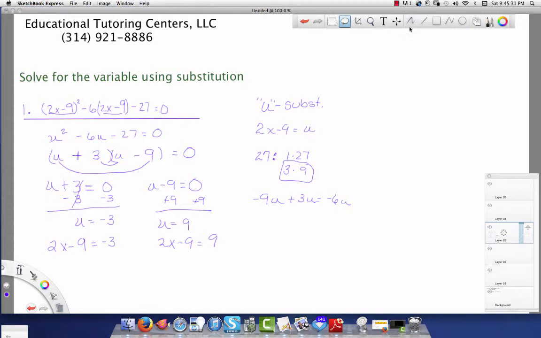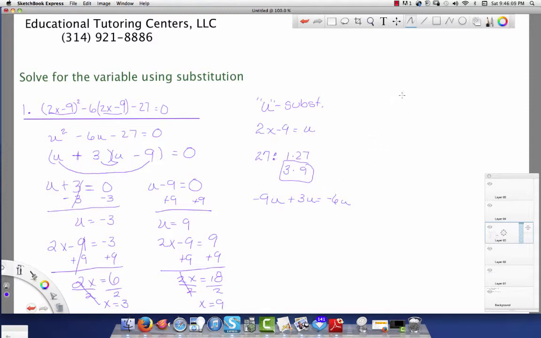Alright, so let's go back to this problem here. We're solving for x, so I'm going to add 9 on both sides. 2x is equal to 6. Dividing by 2, x is equal to 3. That's one solution. On this equation, I'm going to add 9 on both sides to solve for x, and so I have 2x is equal to 18. Divide by 2 to solve for x, and so x is equal to 9. So those are my 2 solutions.